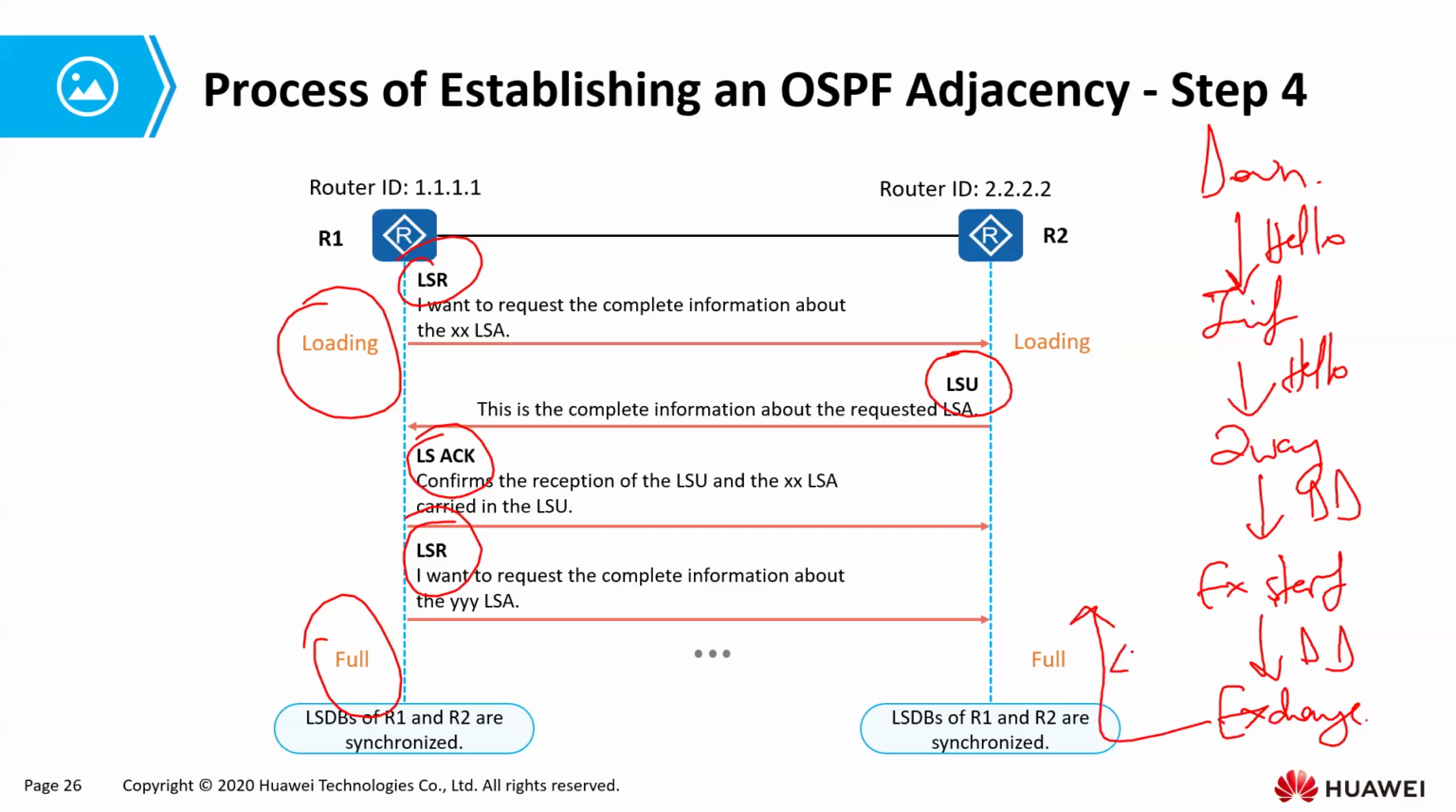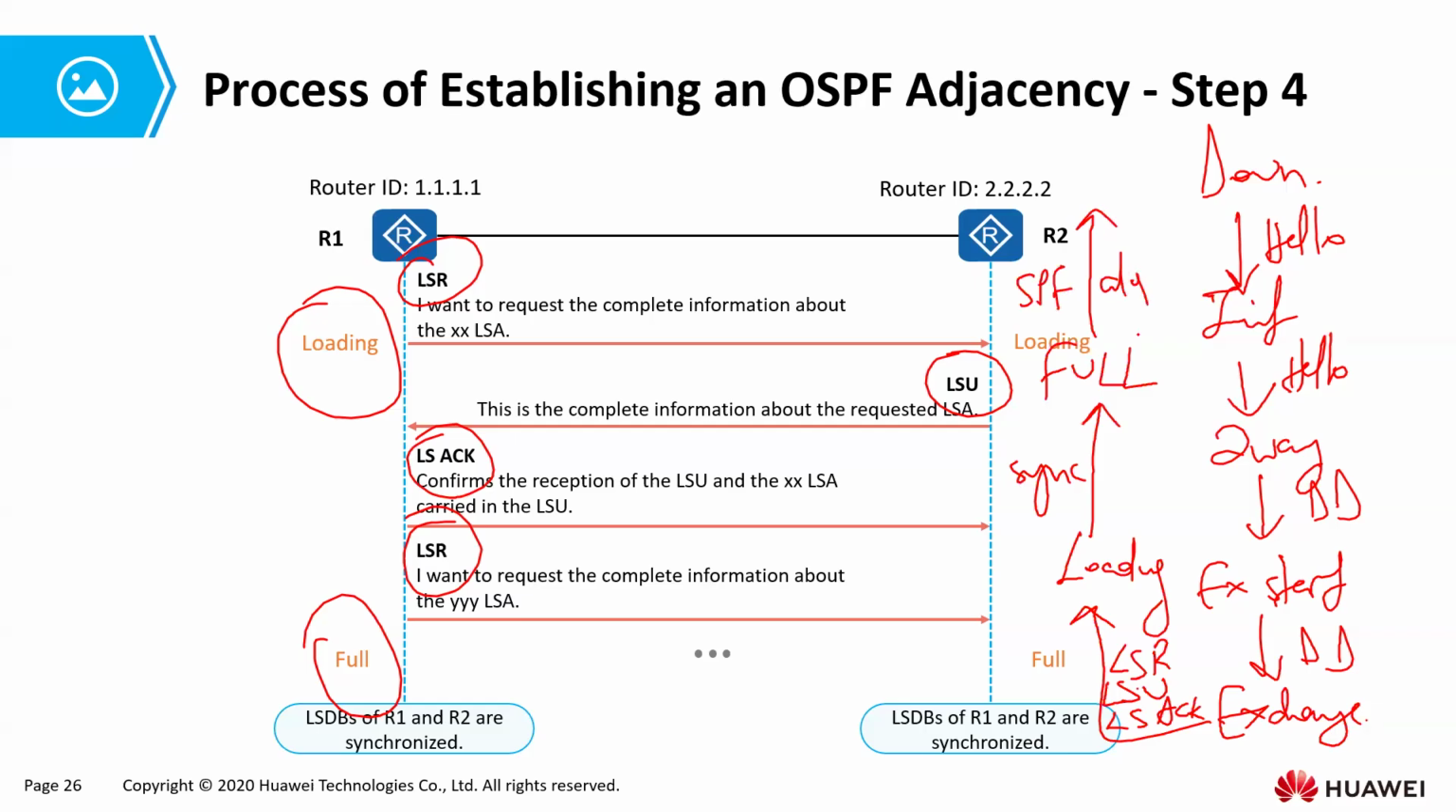If I exchange my LSRs, my LSUs, my LS acknowledgements, we are in the loading state. Then after loading state, synchronization, we are in full state. After full state, the SPF algorithm, and that is where the routing table comes from. That is the working mechanism of OSPF.